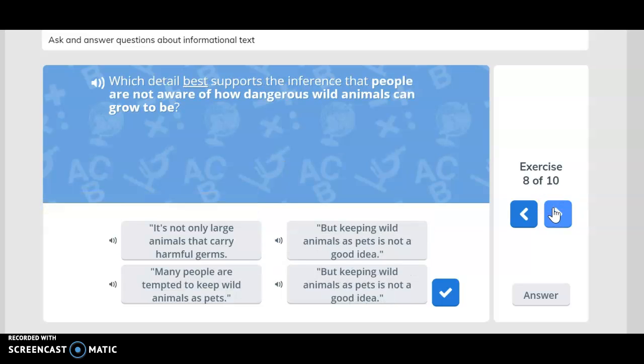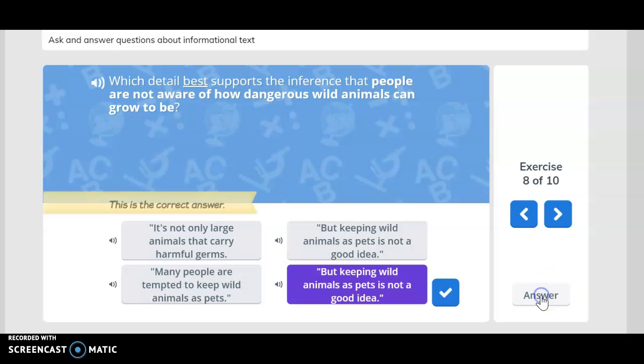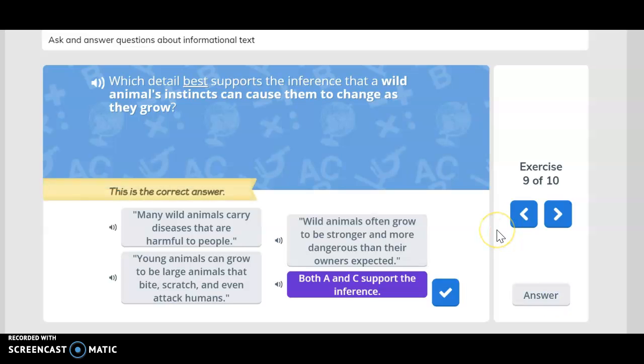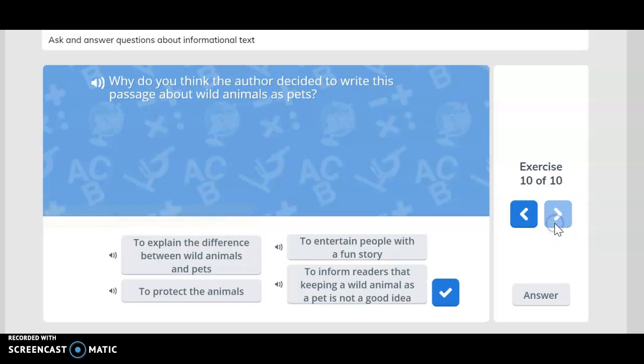Which detail best supports the inference that people are not aware of how dangerous wild animals can grow to be? If you said, "But keeping wild animals as pets is not a good idea," you are correct. Which detail best supports the inference that a wild animal's instincts can cause them to change as they grow? If you said both A and C support the inference, you are correct.